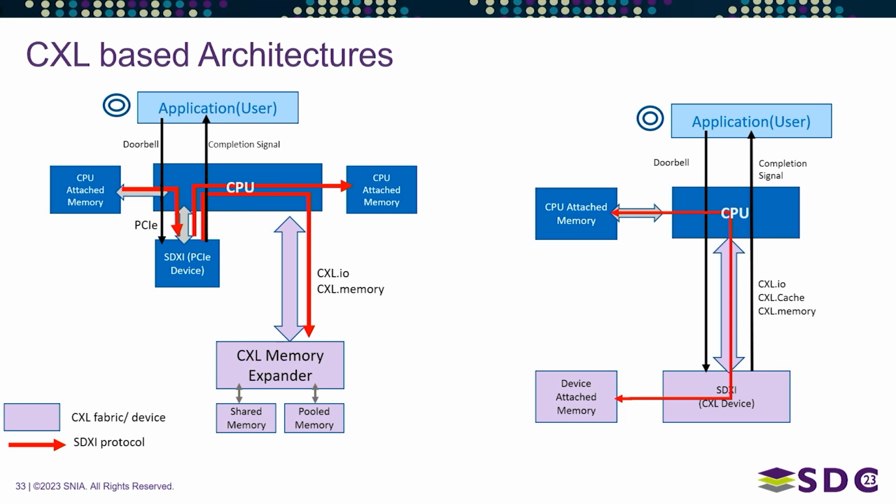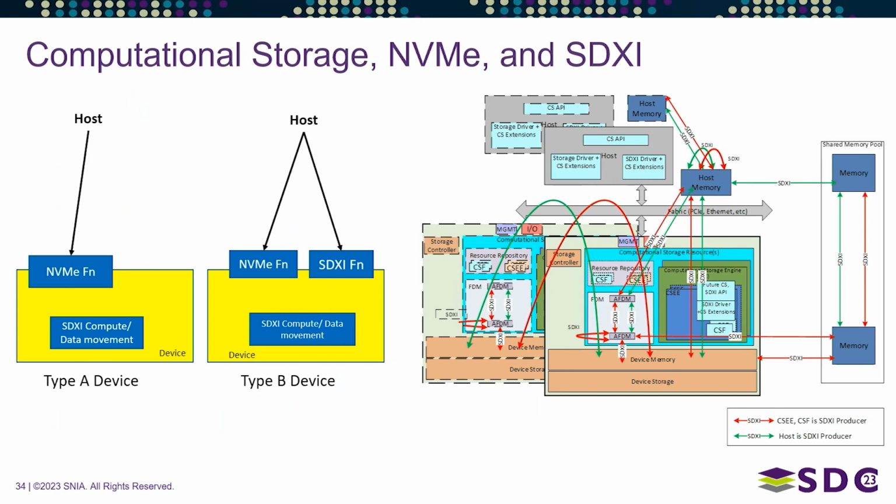The picture on the right is if the device were an actual CXL device. The STXI device could be a CXL device as well, so it can also have memory attached to it. Now you're talking about data movement between CPU attached memory and device attached memory as well. This is work that is ongoing with the computational storage work group. Jason and I did a talk yesterday, a plug for that. If you get a chance, look at those slides.